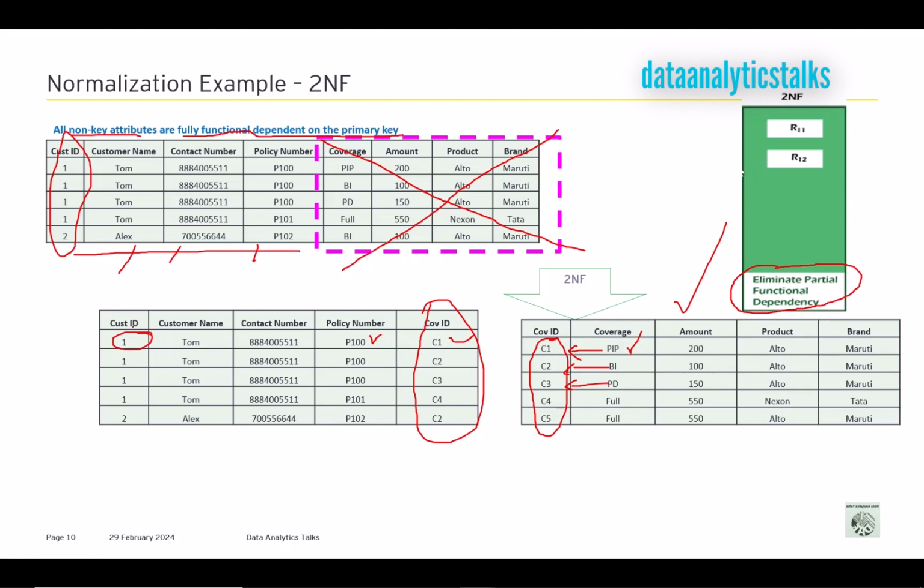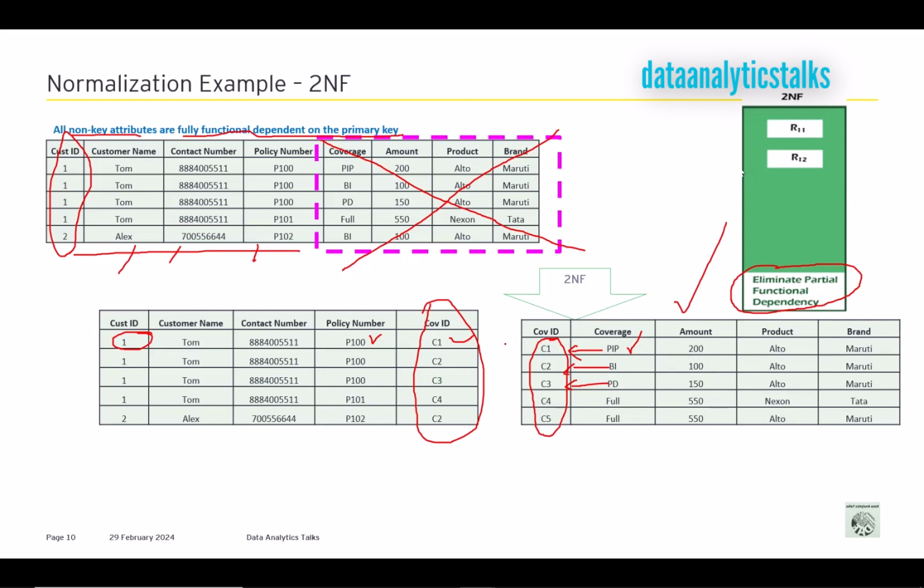So we have removed all the partial functional dependency, and we split the main table into two tables. One is customer, one is coverage, and we linked the customer with the primary key of the coverage as a foreign key. So that is where we get the 2NF. What is the rule of 2NF? It is to eliminate partial functional dependency. This is clear. You can simply search for what partial functional dependency is, then try to understand that.